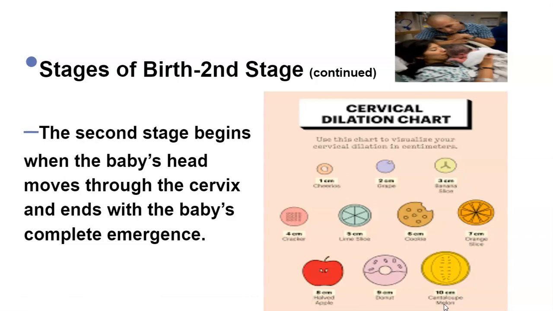So imagine giving birth to something the size of a cantaloupe melon. That's huge. So the cervix really has to open up. And after the cervix opens to about 10 centimeters, that is when the baby goes through, comes out, and is born. But that is not the end of birth. There's something else that has to occur.